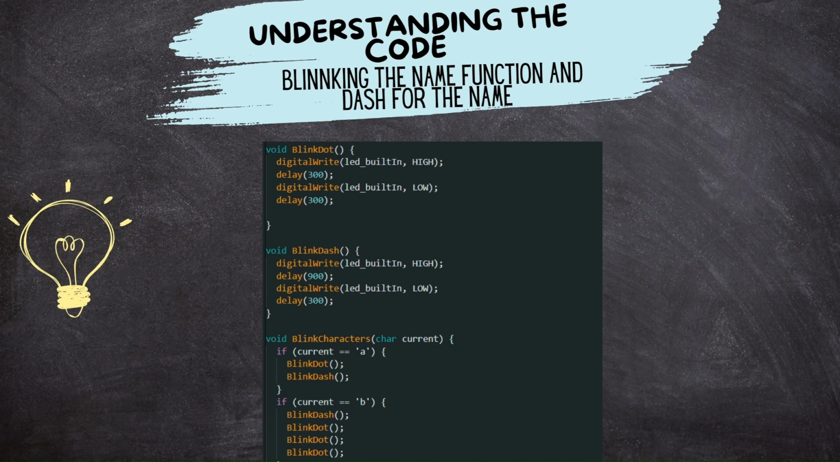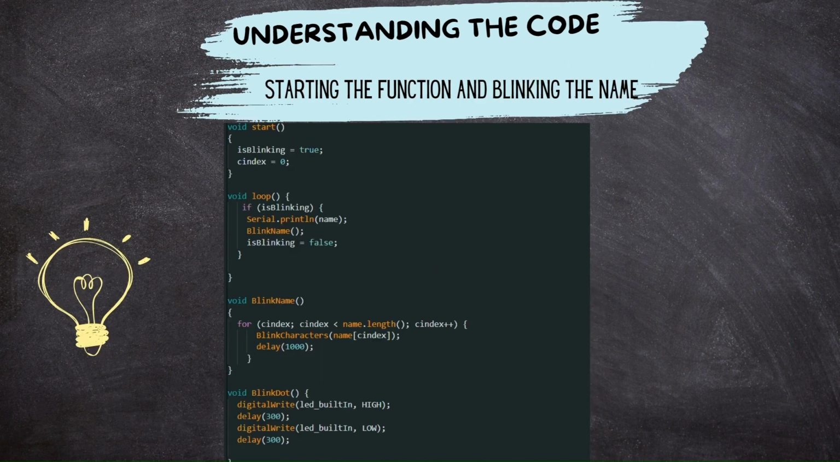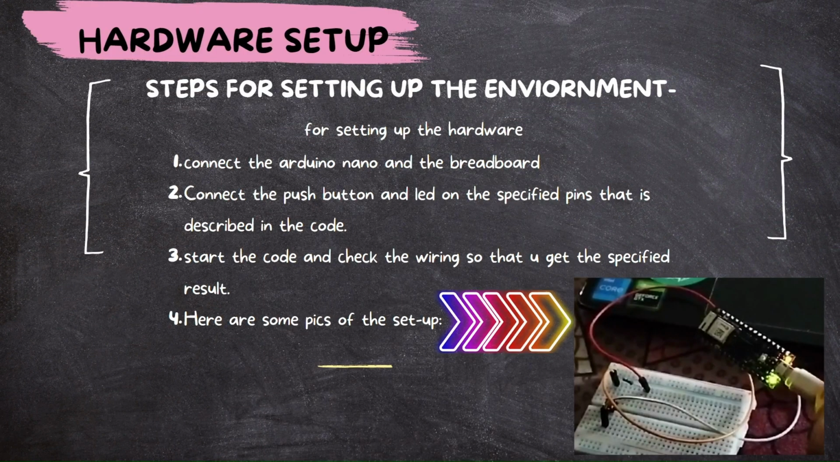Now there is a blink name function, which loops through the name characters and blinks the LED according to the Morse code pattern. Basically, our loop function checks if the blinking process is active and starts blinking the name.